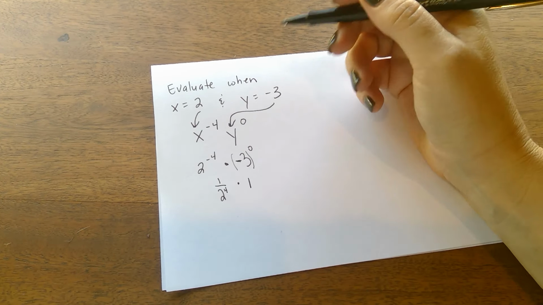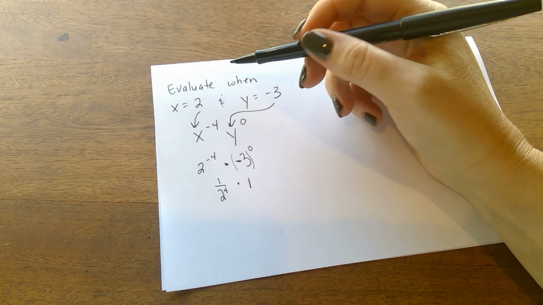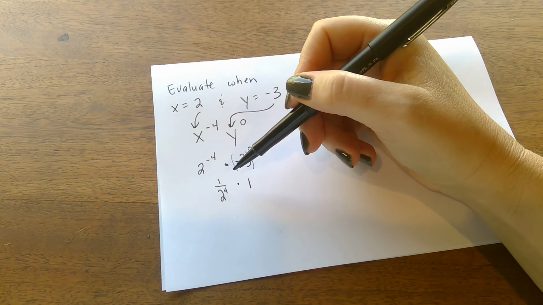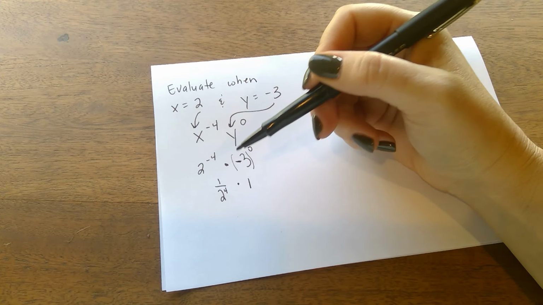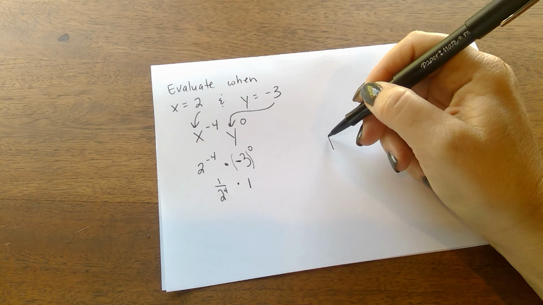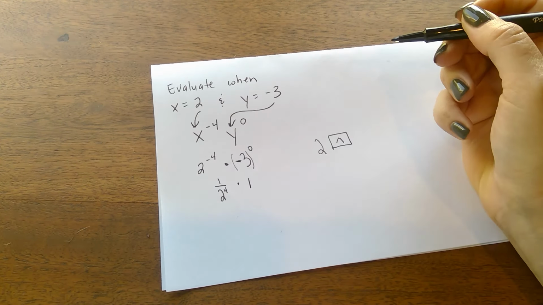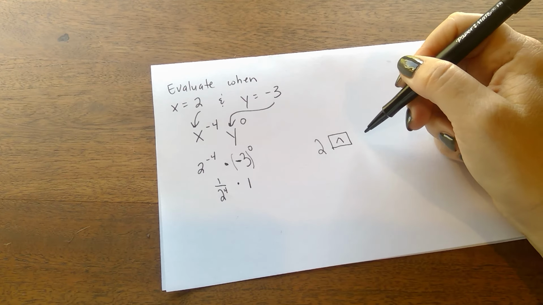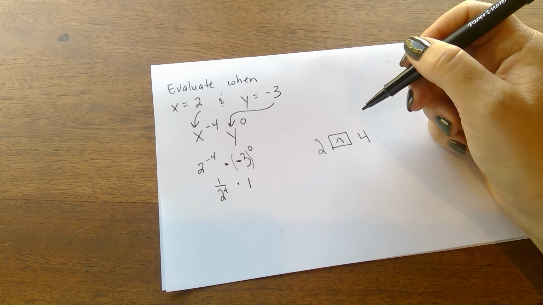Okay, now I have to evaluate, so I have to actually figure out what 2 to the 4th is. I don't want to put this whole fraction into the calculator, so I'm just going to put 2 to the 4th in the calculator. And if you remember, on your calculator, the exponent button looks like this. So you would punch in the 2, and then that up caret, and then to the 4th. So 2 to the 4th is 16.